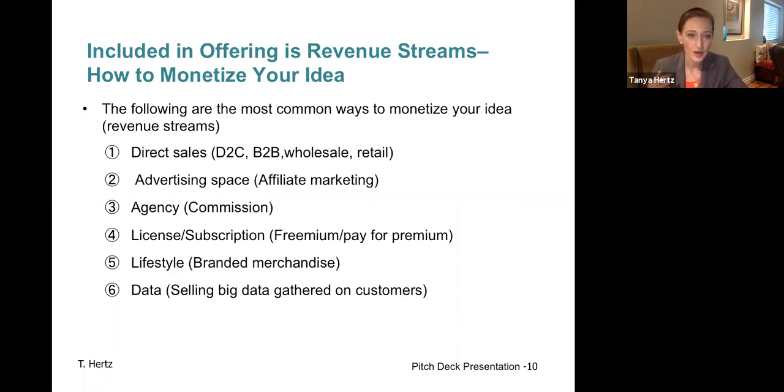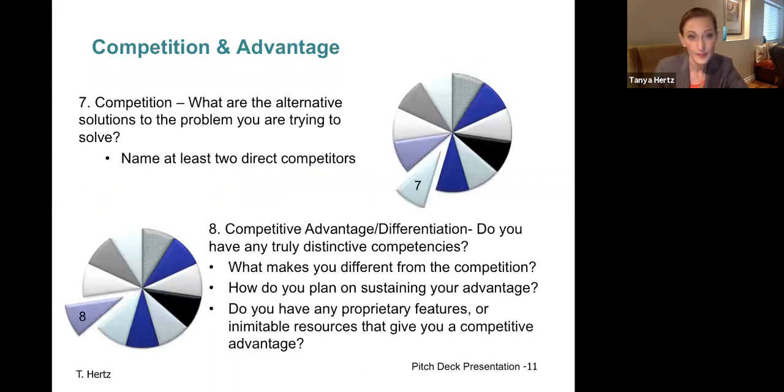You could earn commission, rather. You could offer customers the chance to subscribe to premium services and pay. There's another revenue stream. Maybe you'll include branded merchandise in your revenue streams. Maybe you'll, like I said, sell your customers' data. There's so much money today in data, and you're going to be grabbing a lot of data. So that data is worth money.